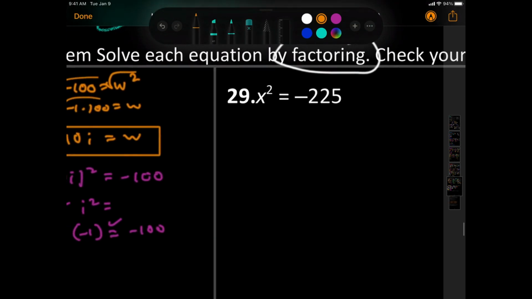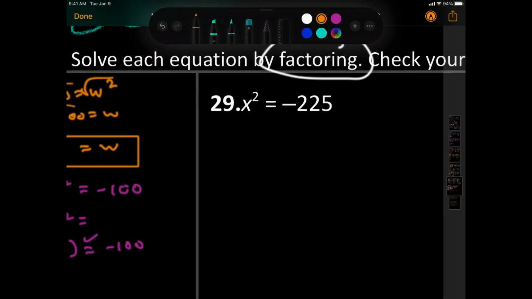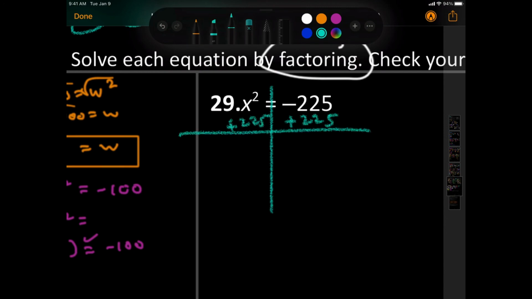Alright, number 29. We're going to solve this one by using the textbook method of difference of squares. And I'm going to add 225 to both sides. Remember, you cannot get 225x squared because they're not like terms.